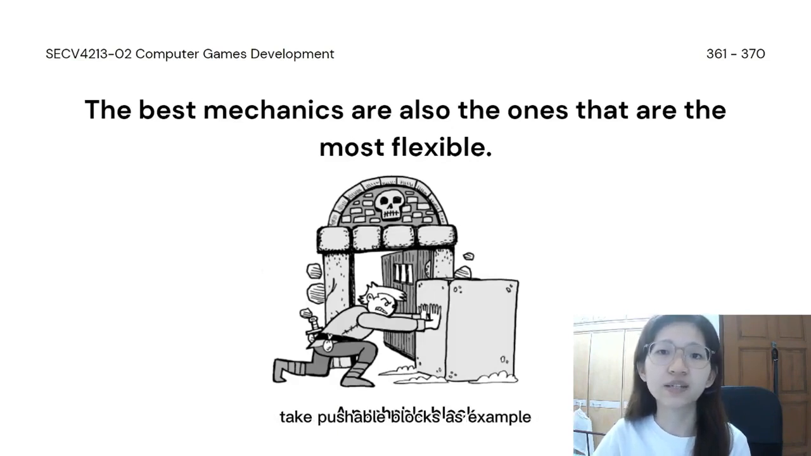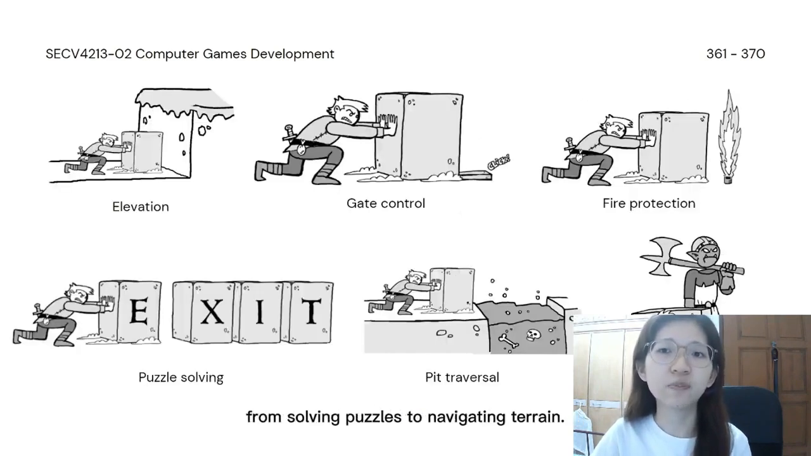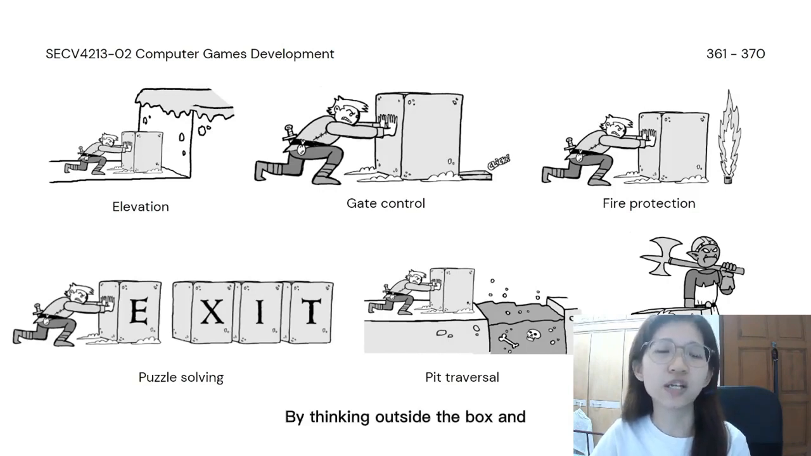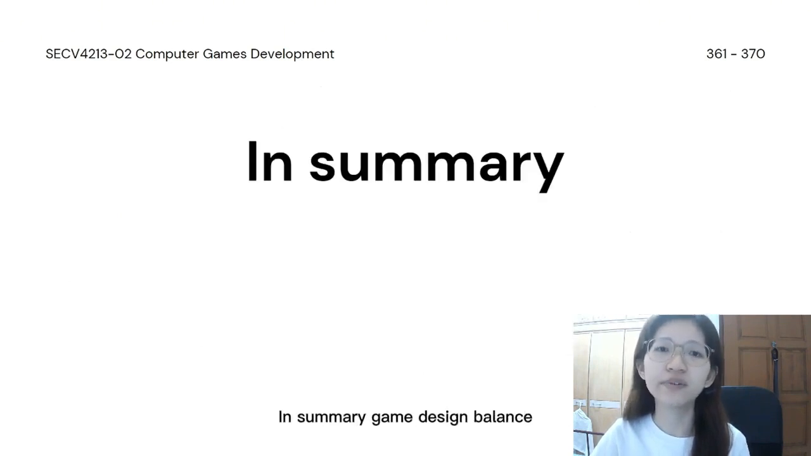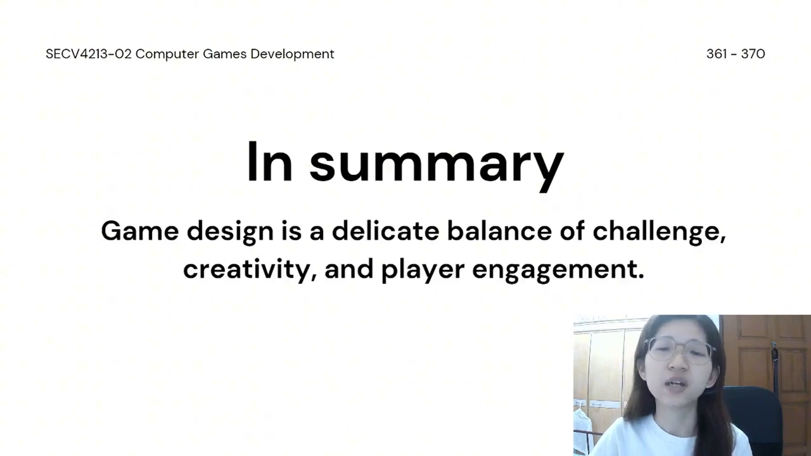Take pushable blocks as an example. While they may seem mundane, they can be used in a variety of creative ways, from solving puzzles to navigating terrain. By thinking outside the box and exploring the full potential of our mechanics, we can keep gameplay fresh and engaging. In summary, game design balances challenge, creativity, and player engagement.